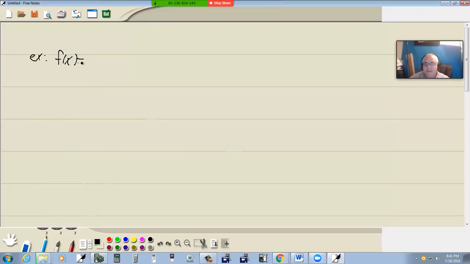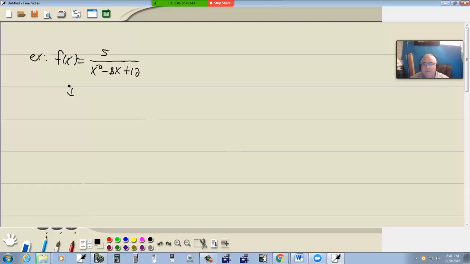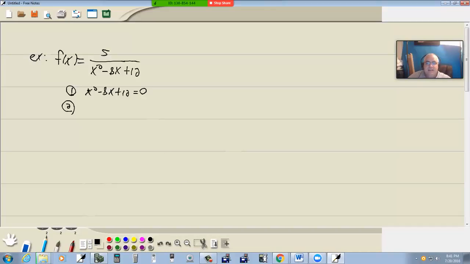Say we got f of x is equal to 5 over x squared minus 8x plus 12. And instructions are to find the domain. Step 1, set the denominator equal to 0. So we got x squared minus 8x plus 12 equal to 0. Now step 2 is solve. And this could be a linear equation where you got x to the first power, or it could be a quadratic where you got x squared. This happens to be a quadratic, and this will factor using the PSD. And it factors as x minus 6 times x minus 2 equals 0.